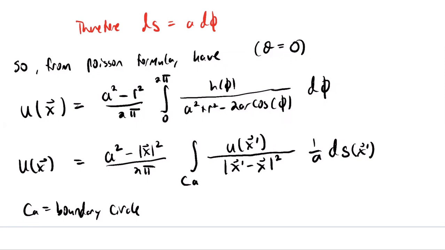In what we're about to discuss, it suffices to take theta equals 0 for now, right? But I do just want to point out that this holds more generally, for any theta. It's just slightly more annoying to prove. And remember that this is interpreted as a line integral along the boundary of the disk, and so the circle CA is the boundary circle.